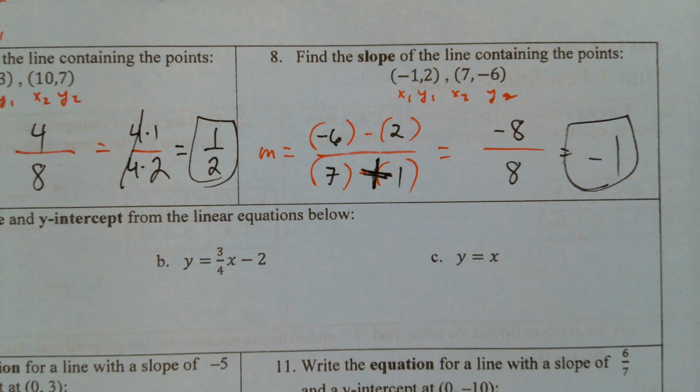So I wanted you to have an example of a fractional slope and a negative whole number slope. It's not a whole number if it's negative, but you know what I mean. Negative integer slope.